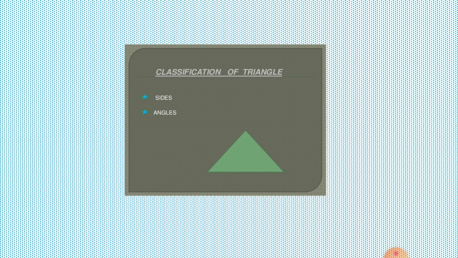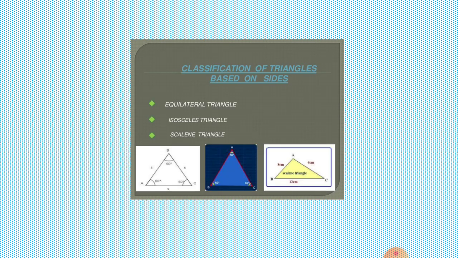Classification of a triangle. Classification of a triangle means classifying by sides and angles. Already we know the equilateral triangle, isosceles triangle, and scalene triangle. What is an equilateral triangle? All the sides are equal. Very good. All the sides are equal. That is called an equilateral triangle.